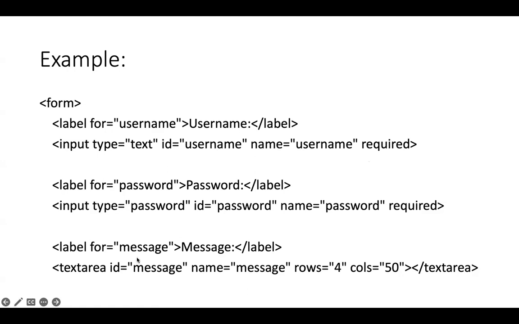Then the message. For message, here I'm using another label. Then the other thing is textarea. In the textarea, I'm giving the number of rows and columns. That means we're giving the textarea size. Here also I'm giving ID and the name. So these things, ID, name, those kinds of things will be useful when we are styling our website.